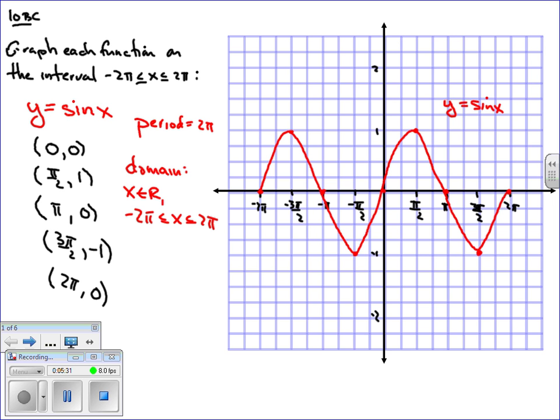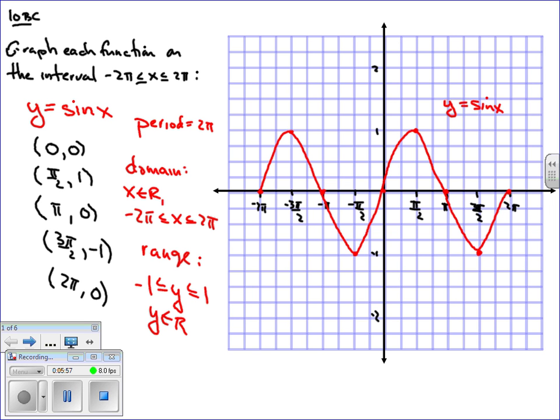The range of the sine curve: the highest the sine curve ever gets is 1. The lowest it ever gets is negative 1. So y is always between negative 1 and 1, and it has to be a real number.